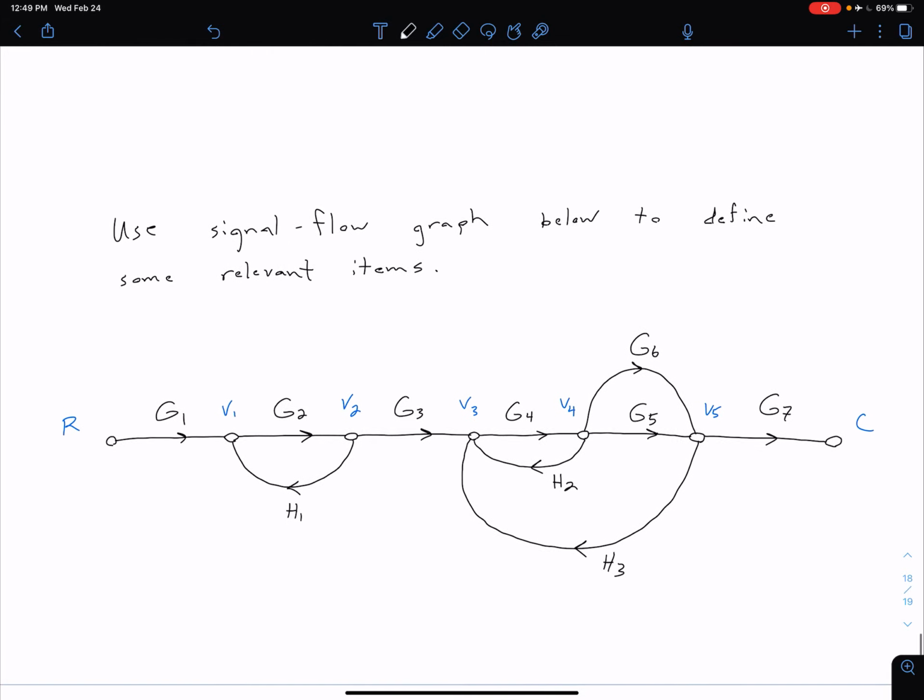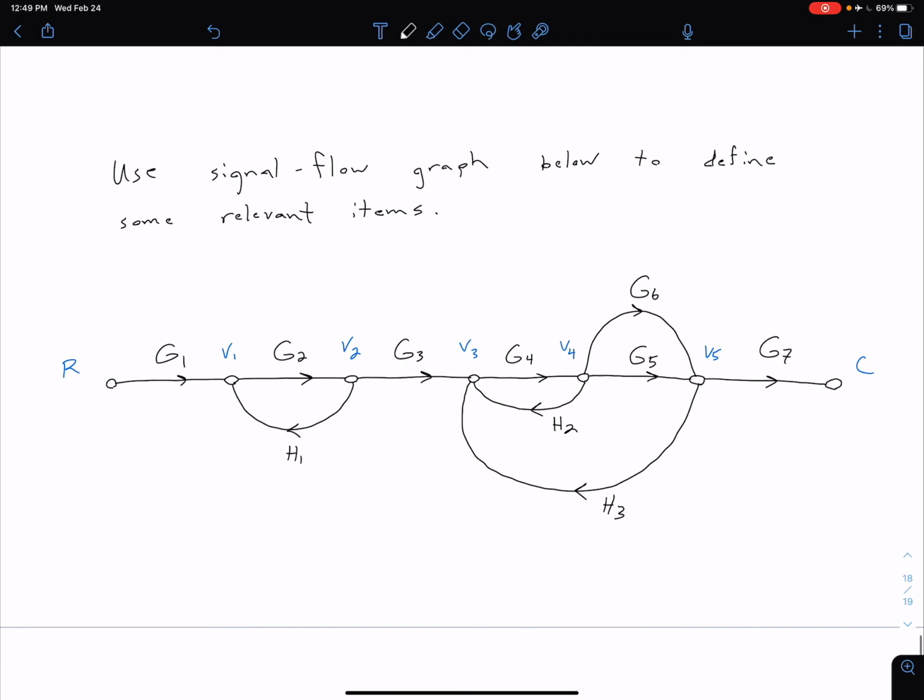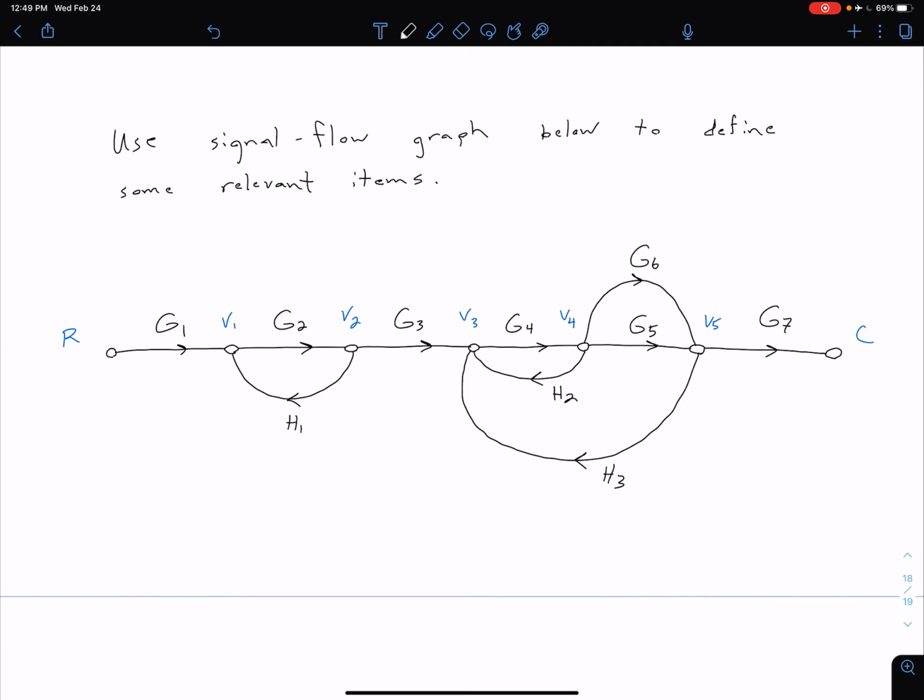In order to define some of these important terms that are going to go into our formula, we need to look at a signal flow graph as an example. We don't need to, but it's going to be helpful. In this video, we're going to spend the rest of the time describing what these relevant items are. Then in the next video, we're actually going to introduce Mason's rule. In the videos following that, we're going to get some practice with some examples.